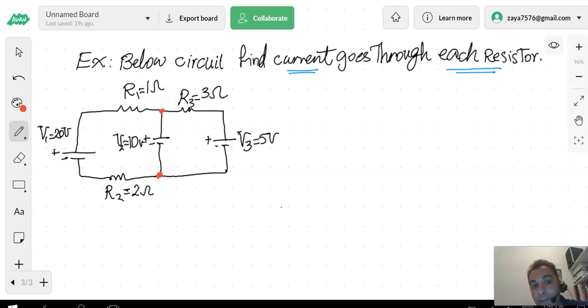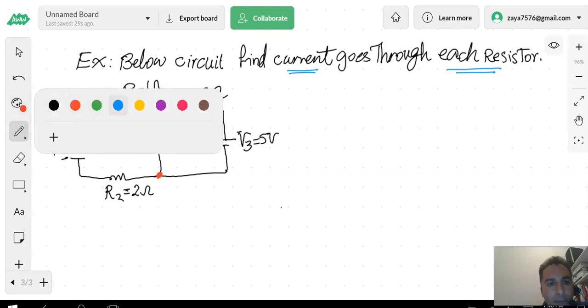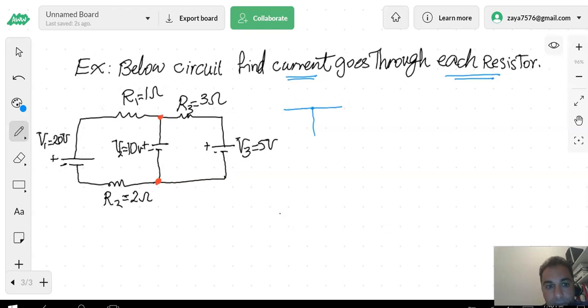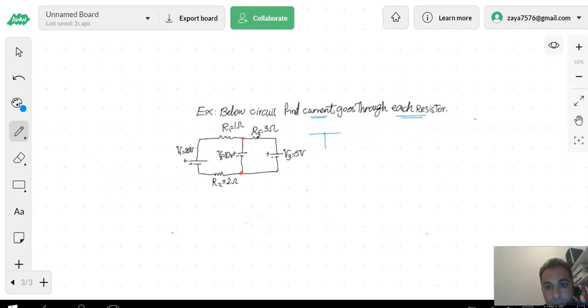Now it's up to you. You are free to choose which one you want to call I1, which one I2, which one I3, and in what direction. So then, guys, I go by blue. If this is a junction, correct? So this point is the same as this point.